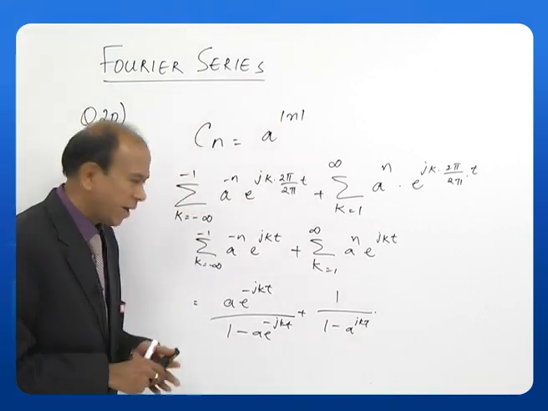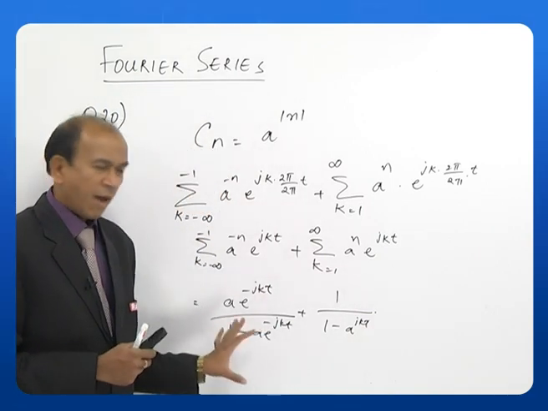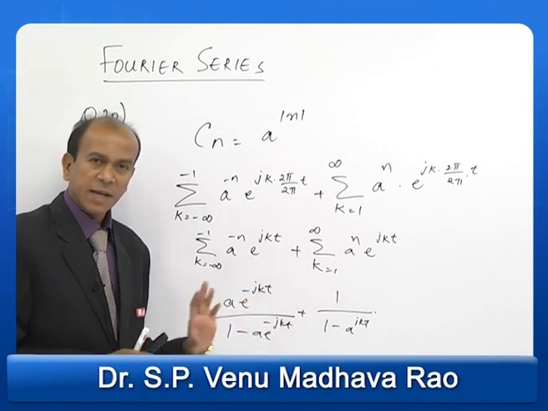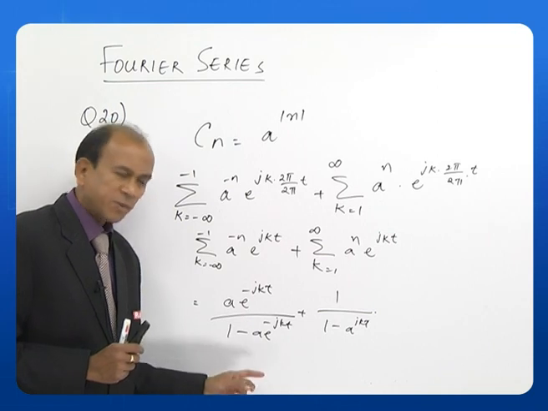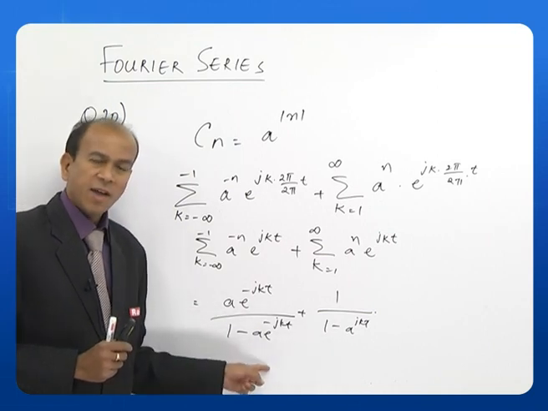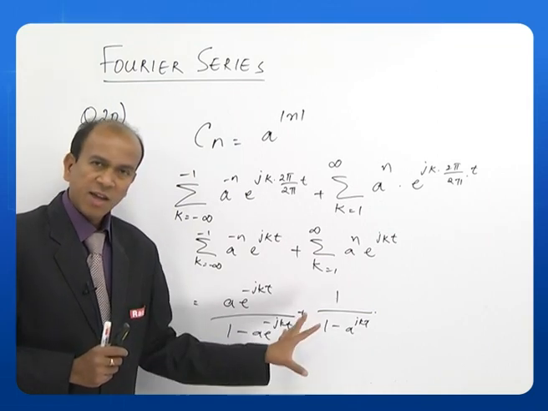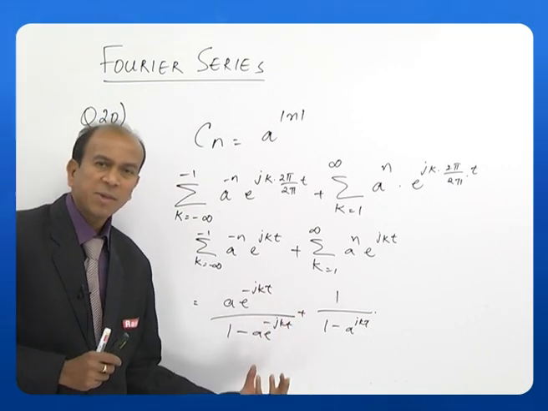Now what you have to do is just take the LCM, multiply, and do all the simplification. Significantly, in the denominator, you have two factors here with j, one is plus j and the other is minus j. So, it will be a cosine term. You will get a cos term in the denominator.